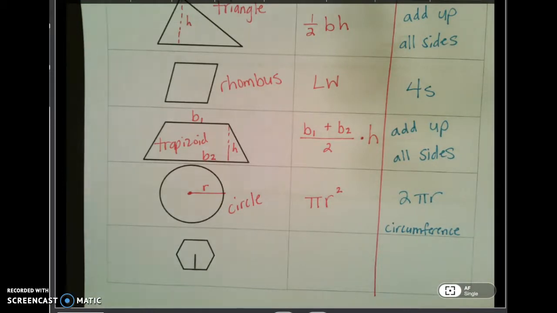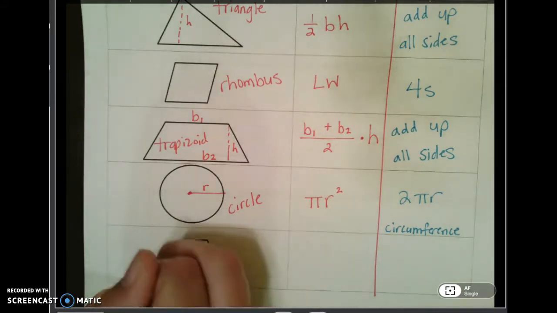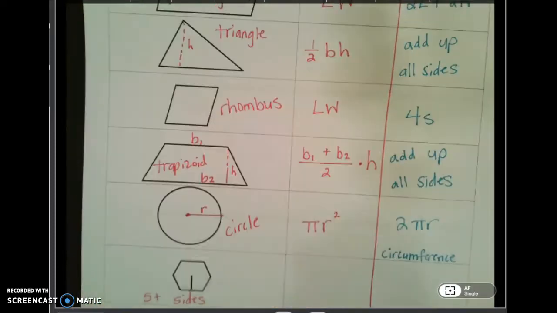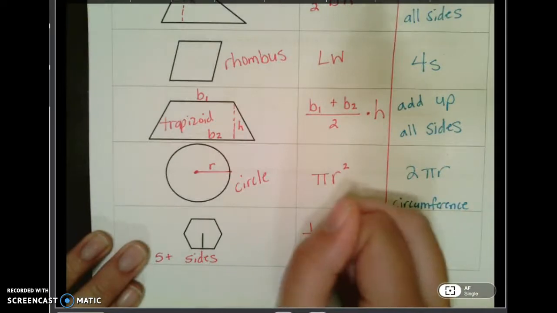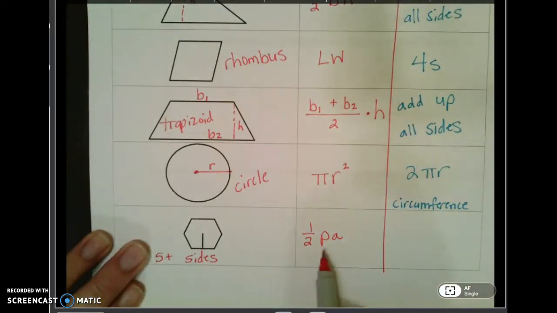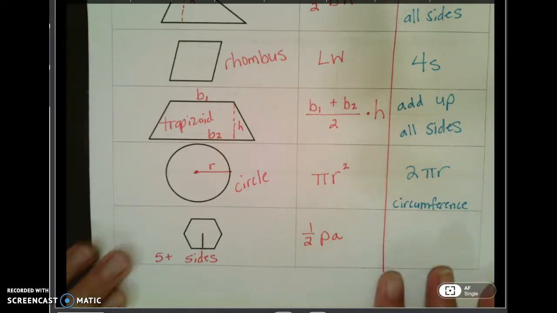Now, our next shape is technically a hexagon, but this rule applies for anything with 5 or more sides. So, anytime you have 5 plus sides, you would use this formula I'm about to give you, and it is 1/2 PA. Now, P stands for perimeter, and A stands for apothem.